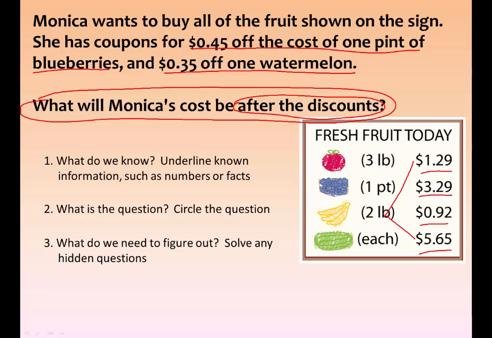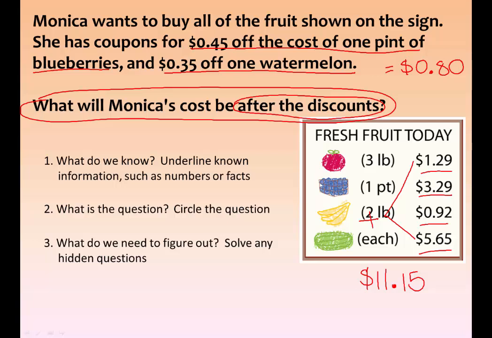and our total will be $11.15. So I figured out what the cost of the fruit is going to be. I've added it all together, and now I know what the total is before the discounts. Now I want to take a look at the discounts and figure out what the discounts will be in all. 45 cents plus 35 cents equals 80 cents. So now I know what the discounts equal.